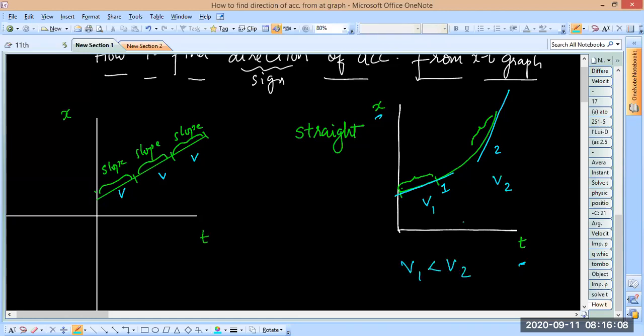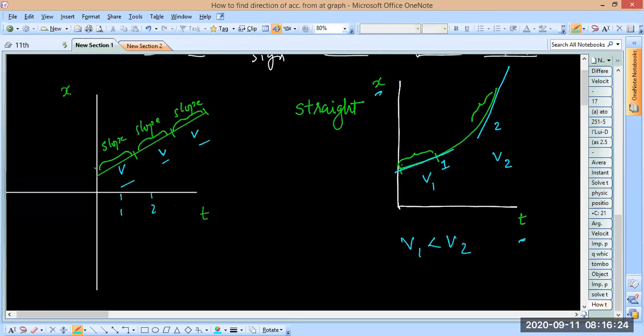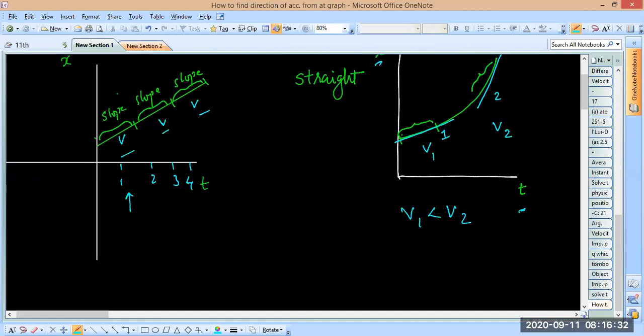Agreed? So what I'm saying is that here the velocity is the same everywhere, at every time. Maybe at 1 second it's v, at 2 seconds it's v, at 3 seconds it's v, at 4 seconds also it is v, like that. So this kind of straight line xt graph means velocity is constant. If velocity is constant, what is acceleration?